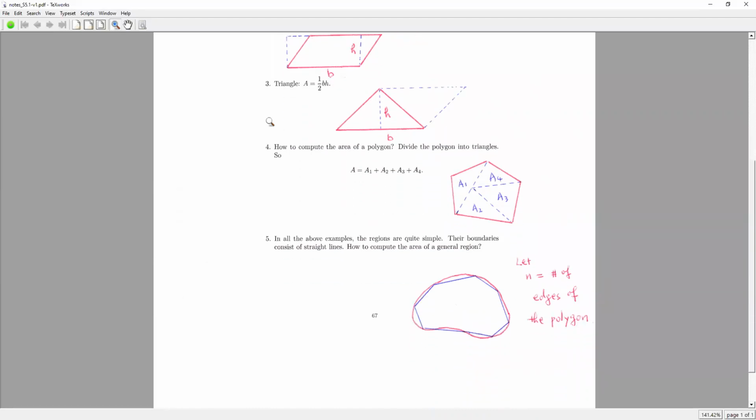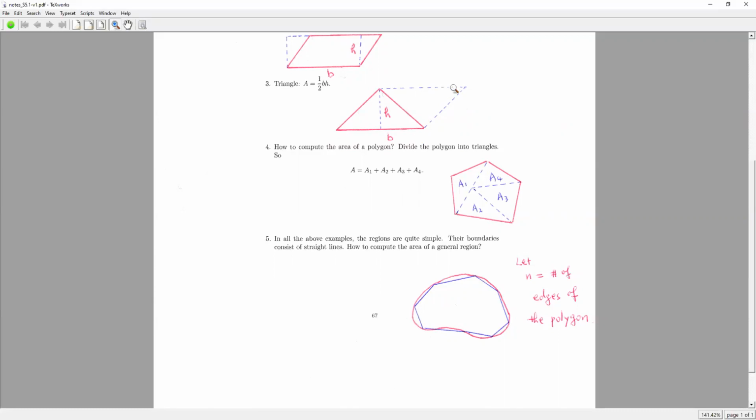Example 3. Now we have a triangle. It is well known that the area formula for a triangle is 1/2 times base times height. But why? Let me make this triangle into a parallelogram. Through this top point, I draw a line parallel to the base of the triangle. And through this base point, I draw a line parallel to this edge. Then I have a parallelogram.